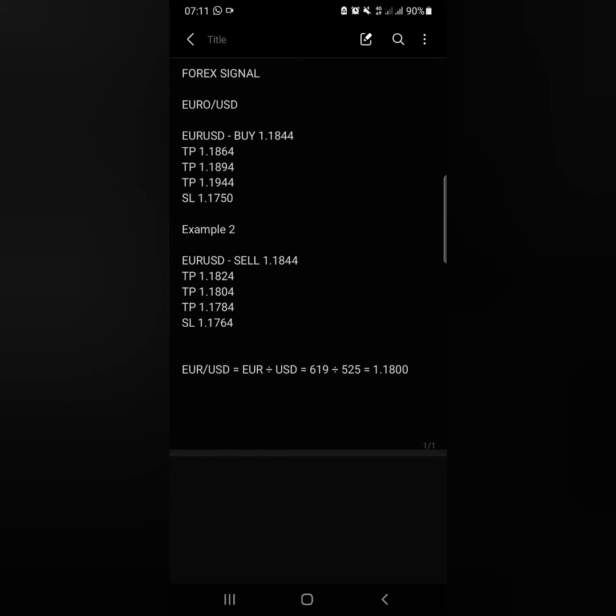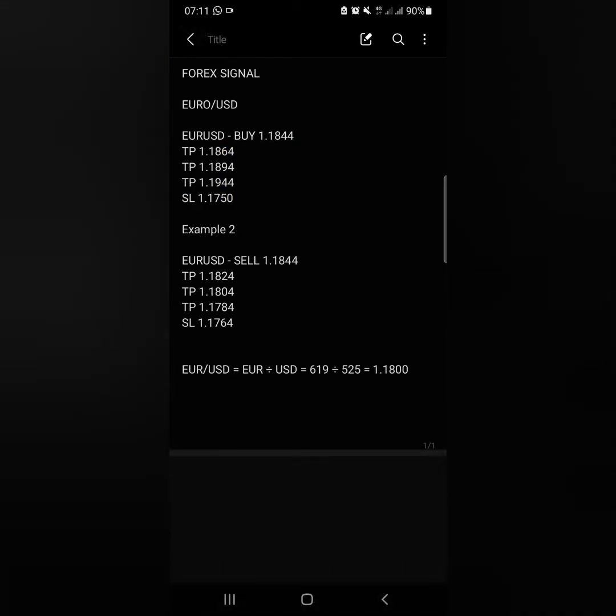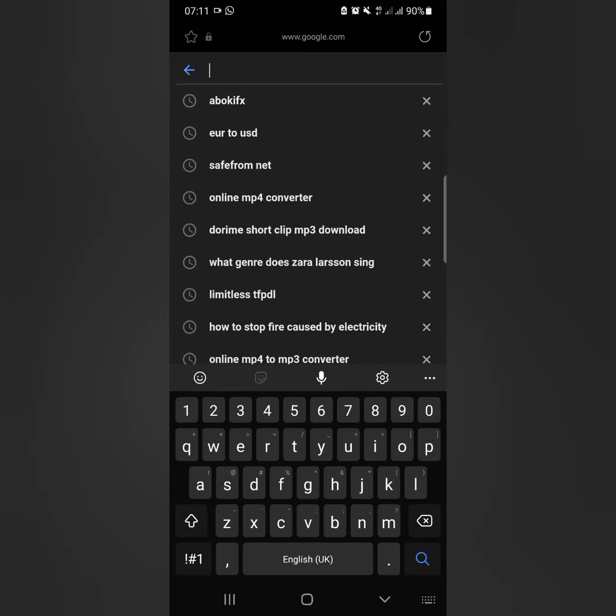So now when they say buy, they are going to give you a value, 1.1844. If you notice, most of these values seem similar. They just give you an estimate of the current value of Euro USD. You might ask yourself, what are these values? What is 1.186? I'll show you in just a moment what that value stands for.